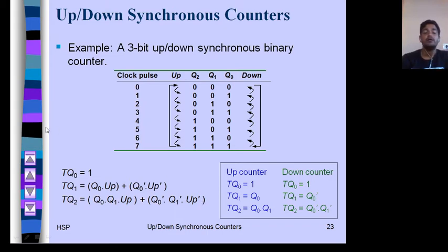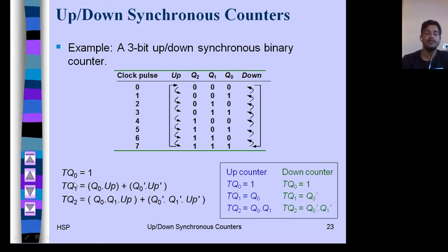Alright, how is it working? When the value of up is 1, what will be the value of TQ1? It will be Q0 plus 0, so TQ1 is Q0. When up is 1, TQ2 is Q0 Q1 into 1, Q0 Q1 plus 0, so it is working as an up counter. When up is 0, what will happen? TQ1 is 0 plus Q0 dash into 1, this is Q0 dash, so it will work as your down counter.